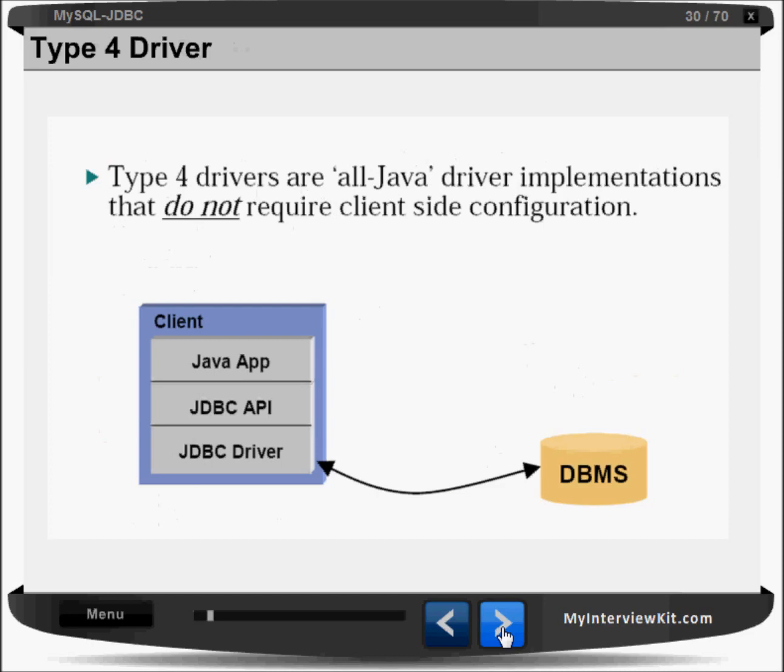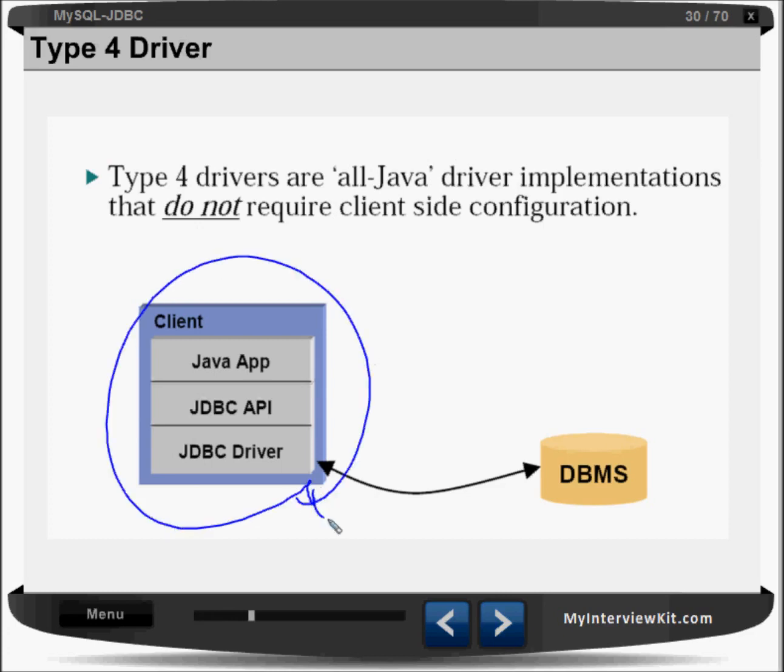Now this is your type 4 driver. The application interacts directly with the database. You have some application, and this application directly interacts with the database. This is called the type 4 driver, and it is also called the pure Java driver.